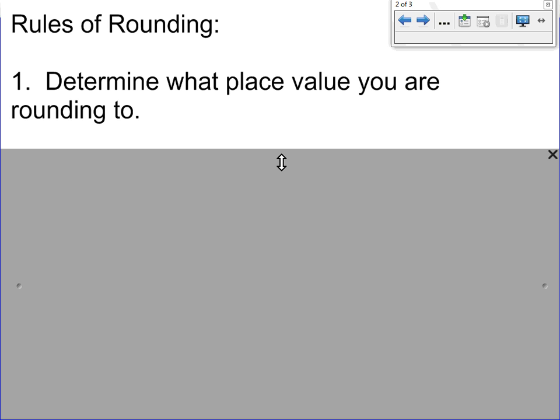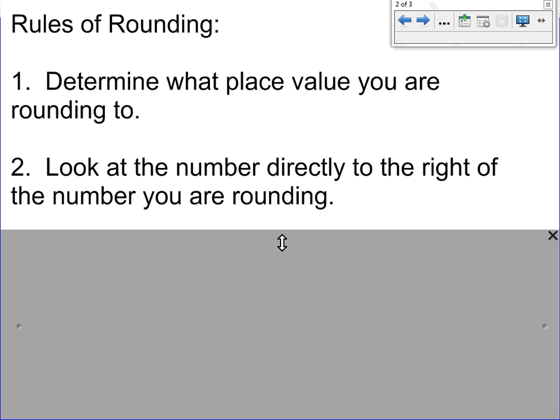Once you determine that, step number 2 is to look at the number directly to the right of the number that you're rounding. We'll never round a number that's to the left of that number or further than just one spot directly to the right of the number that we're rounding. So just look at what number is directly to the right, and then there's one of two things we do.